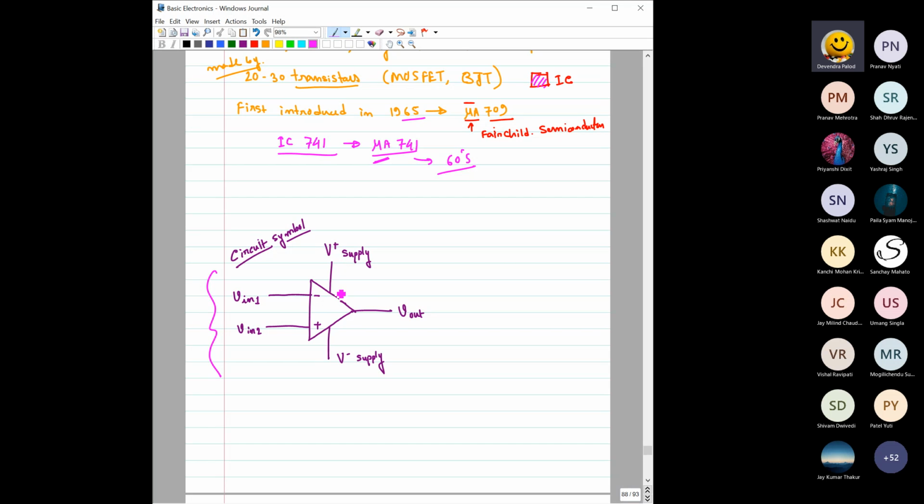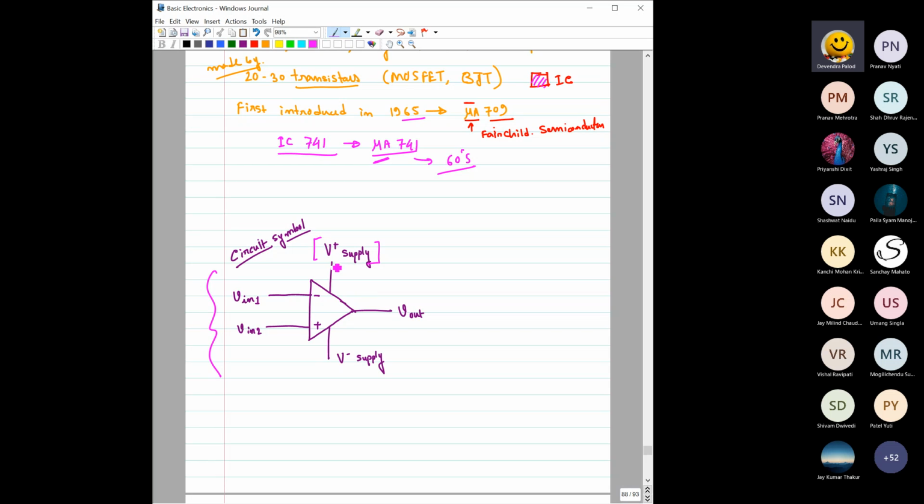Other than that, you have two supply voltages. One is the V plus supply, the other is the V negative supply. Suppose you have plus 15 volts and minus 15 volts for this op amp. Remember, this is the DC supply voltage for the op amp. If the transistors inside are BJTs, this is plus VCC and minus VEE. If it is MOSFET, then it is plus VDD and minus VSS.